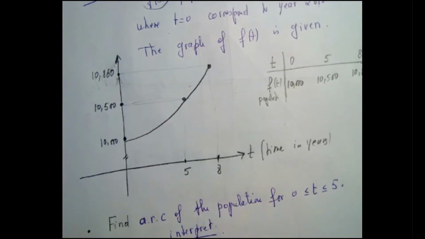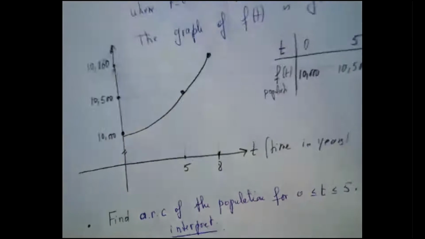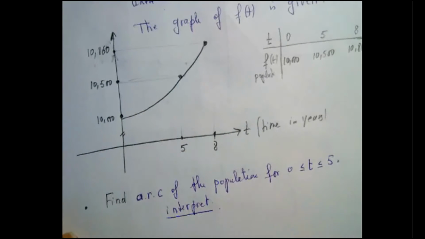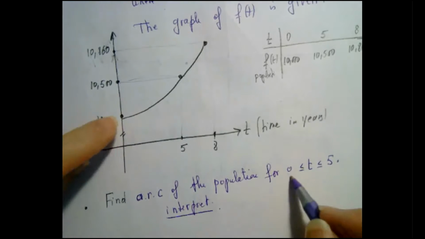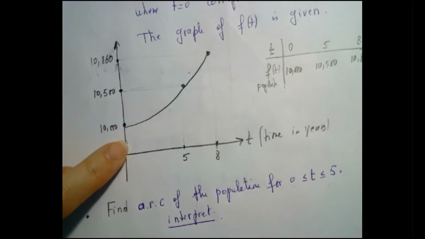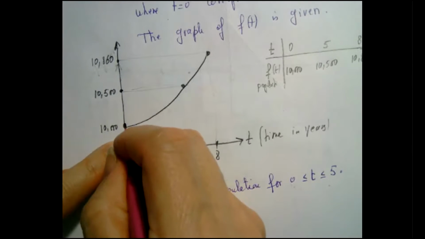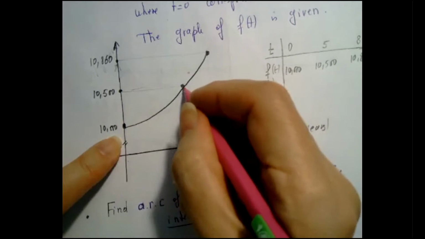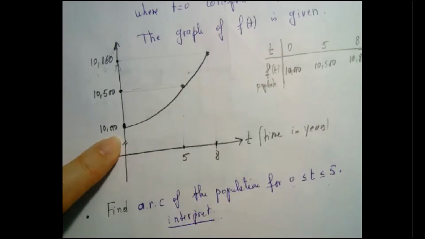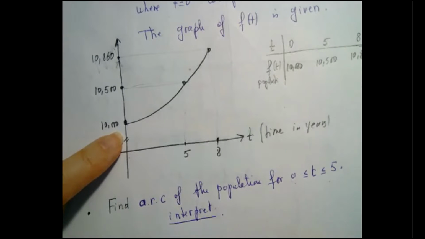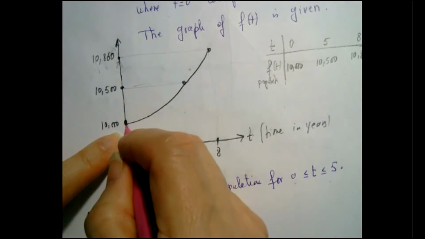All right, so let us compute the average rate. On the picture, what's happening? What's the average rate of change between 0 and 5? The population at 0 is 10,000, and the population at 5 is 10,500. I'll do it on the picture so you understand it. So what is the average rate?